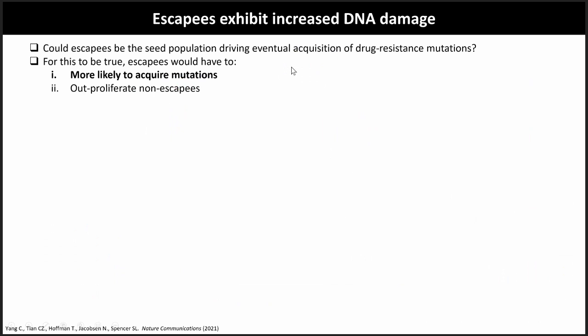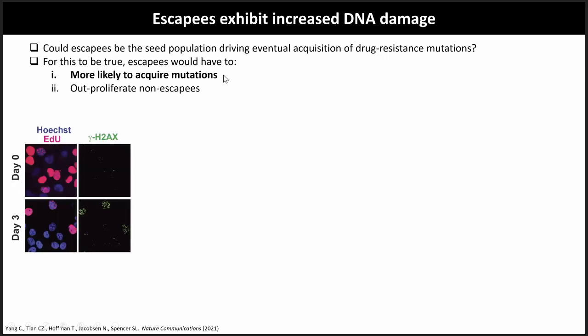So could SKPs be the seed population that drive eventual acquisition of drug resistance mutations? Well, for this to be true, they would have to be more likely to acquire mutations, and they would have to outproliferate non-SKPs. So to test the first point, we remembered, of course, that the p53 pathway was upregulated uniquely in the SKPs. So we measured DNA damage using this gamma H2AX antibody as well, and then we also stained cells for DNA in blue and EdU to mark S-phase cells in pink.